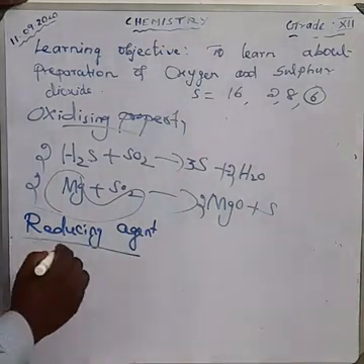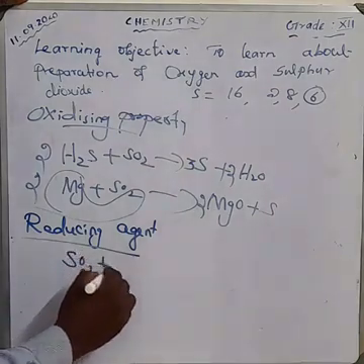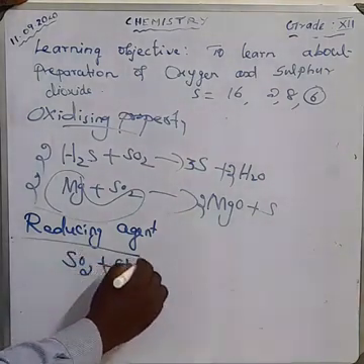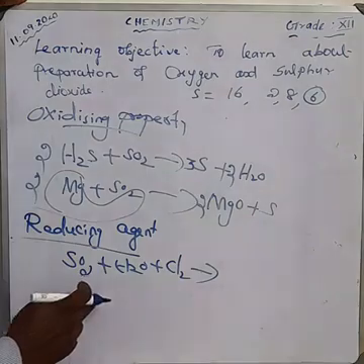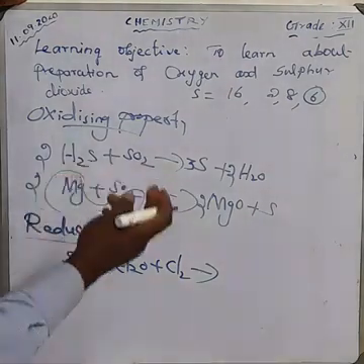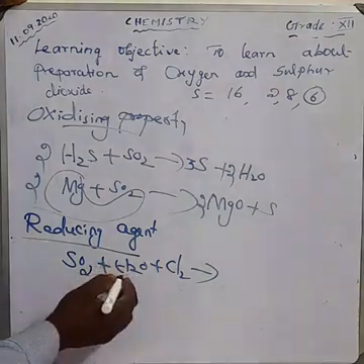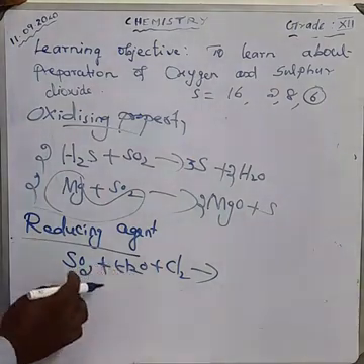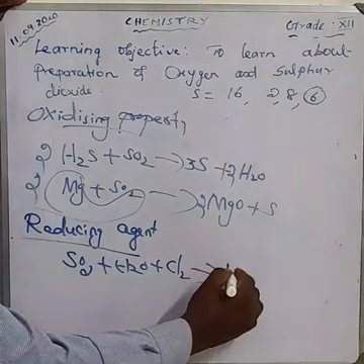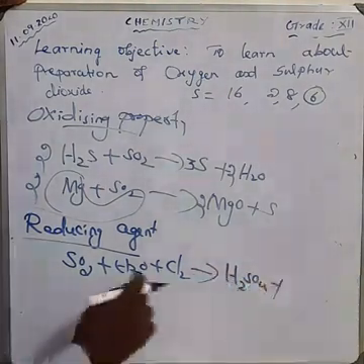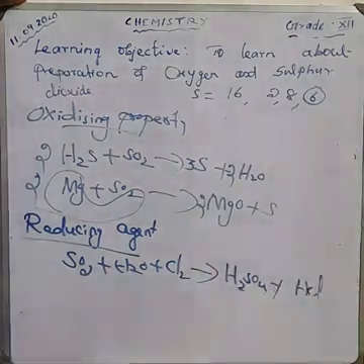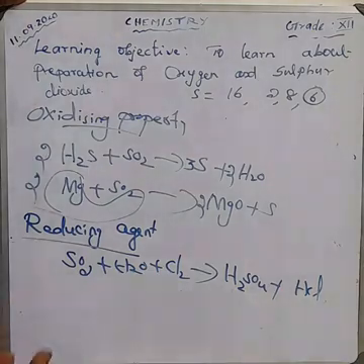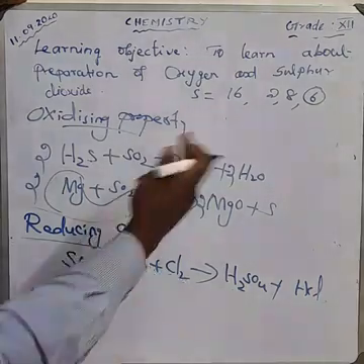Sulfur dioxide reacts with water and chlorine, and it reduces to form sulfuric acid and hydrochloric acid. SO2 plus oxygen forms H2SO4, and hydrogen combines with chlorine to form HCl. Clear? It reduces chlorine to hydrochloric acid. What's the important point here? It reduces chlorine to hydrochloric acid.